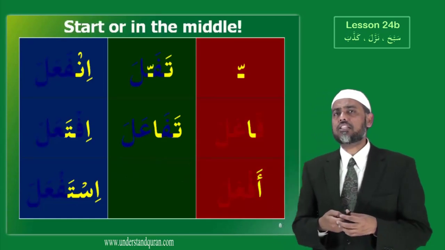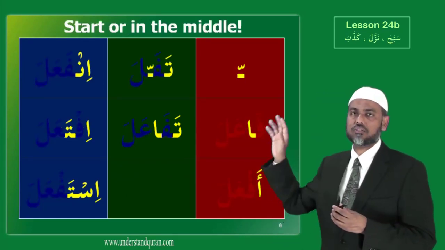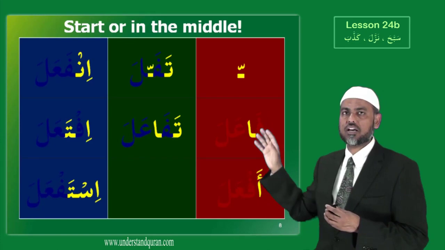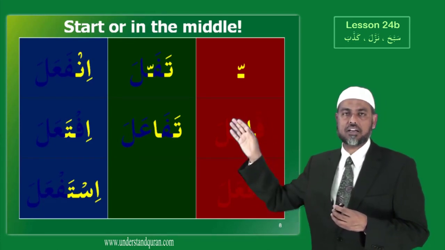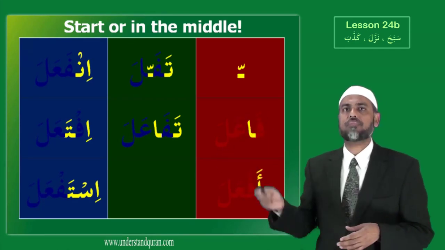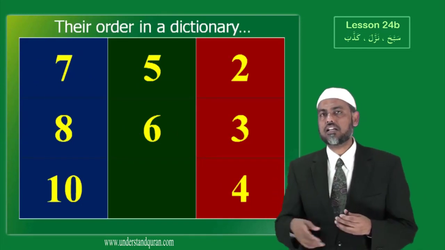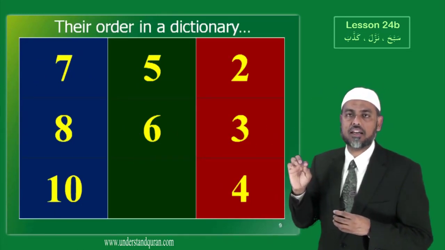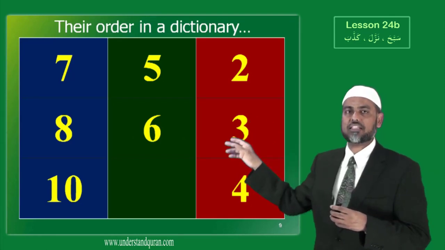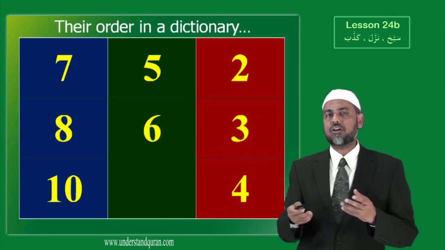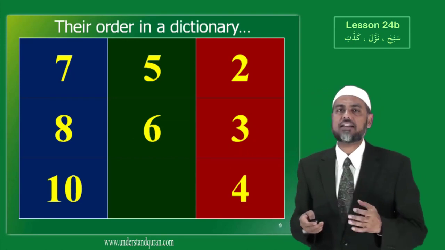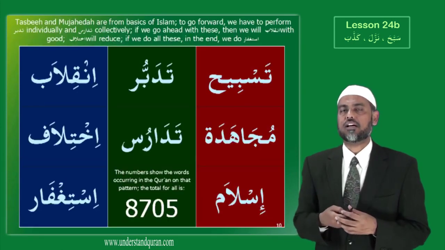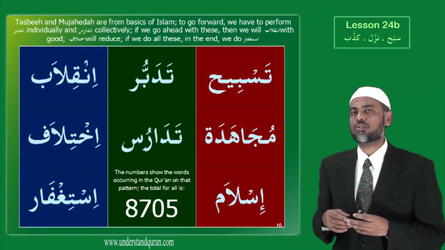The extra letters in these are, or the features are, tashdid, alif, hamza and ta, tashdid, ta and alif, alif nun, alif ta and alif sin ta. In the dictionary they are numbered starting from 2 because 1 is given for fa'ala. So 2, 3, 4, 5, 6, 7, 8 and 10. The 9th form if'alla is very rarely used in the Quran, so we are not covering it in this course.